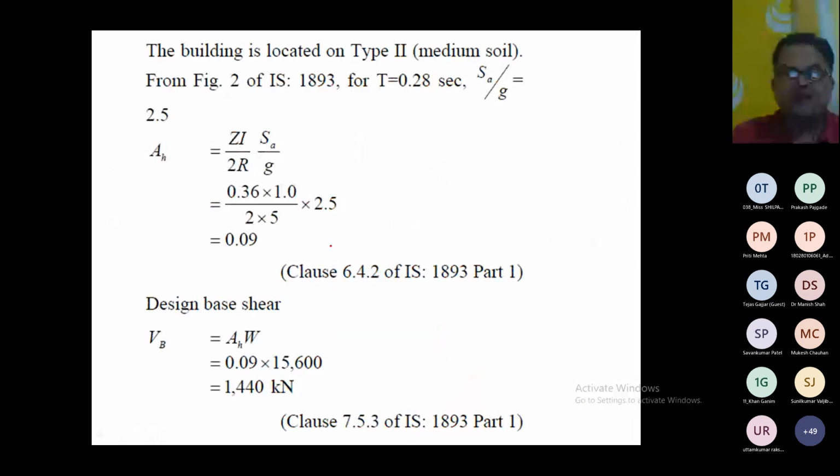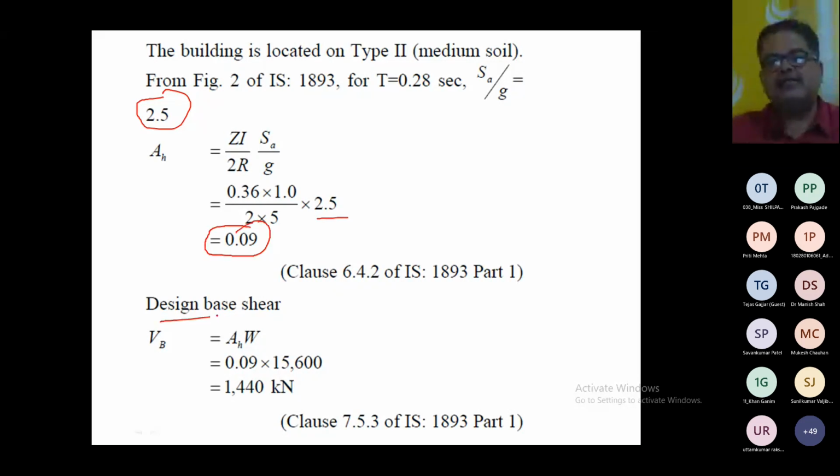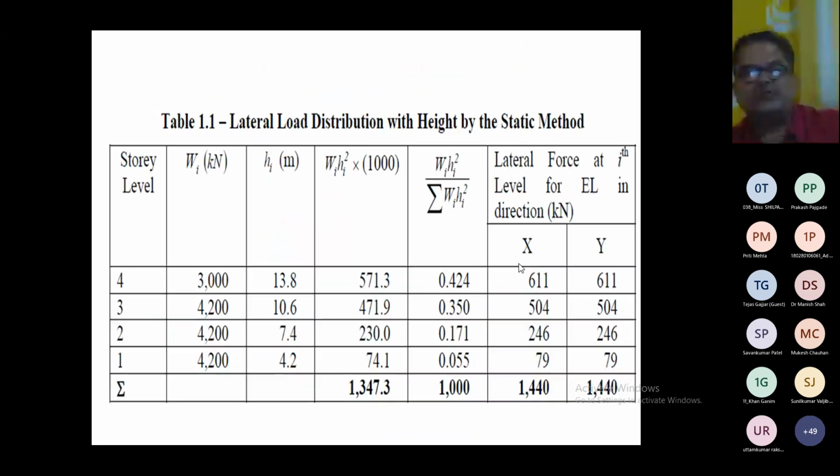For the Sa by g value, the graph gives 2.5. So now we have everything: Z is 0.36, I is 1, R is 5, and Sa by g is 2.5. So your value of Ah will be 0.09. And what is the design shear? Ah into W, 0.09 into the seismic weight. So this is the base shear, 1440.